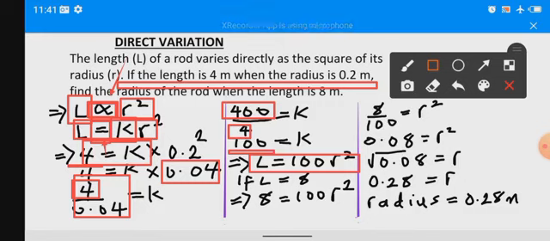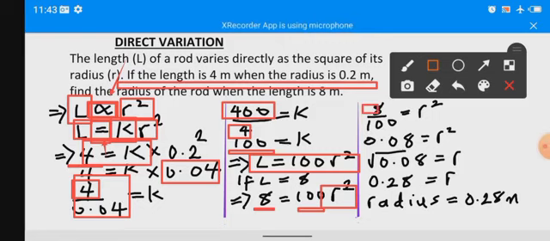Now the next thing is to answer the question, which says find the radius of the rod when the length is 8 meters. Yes, when the length is 8 meters. Now we substitute L as 8. So our K is 100, and our R is what we are looking for.